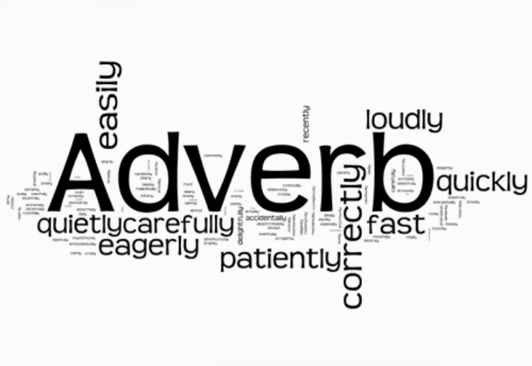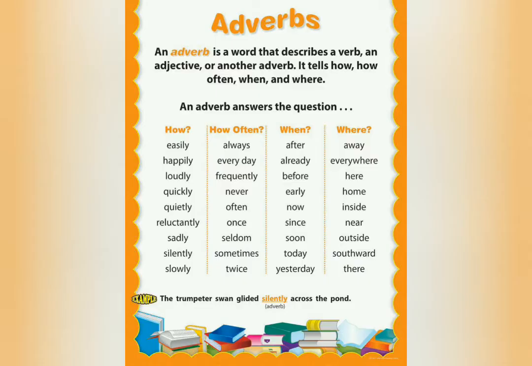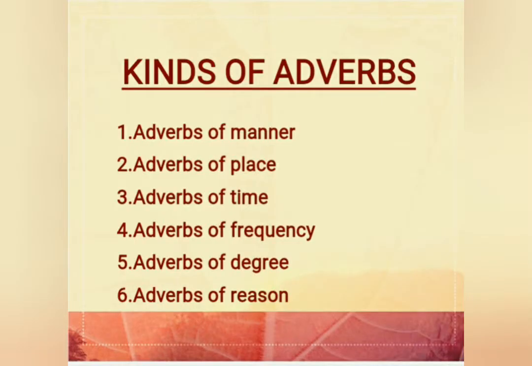Let's see further. Adverbs. An adverb is a word that describes a verb, an adjective, or another adverb. It tells how often, when, and where. It directly indicates or asks how often, when, and where the sentence is working or the subject is doing. Kinds of adverbs. Basically, there are six main kinds of adverbs: adverbs of manner, adverbs of place, adverbs of time, adverbs of frequency, adverbs of degree, and adverbs of reason.